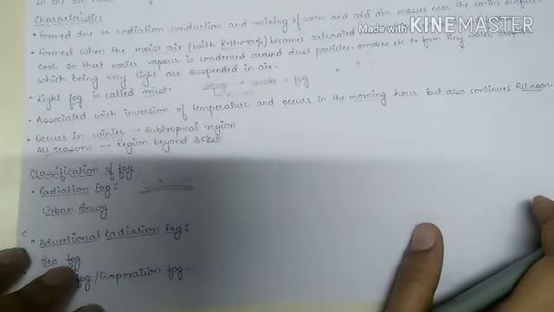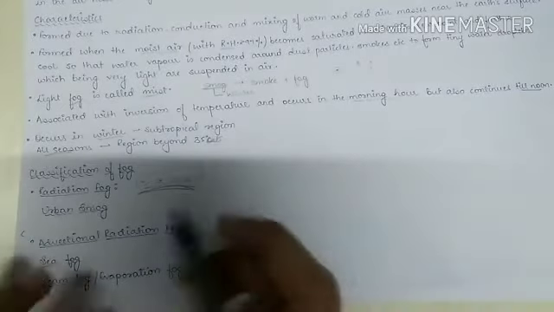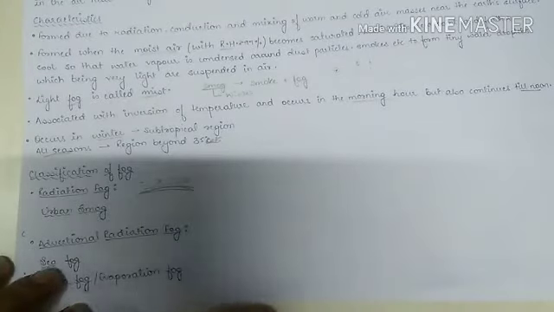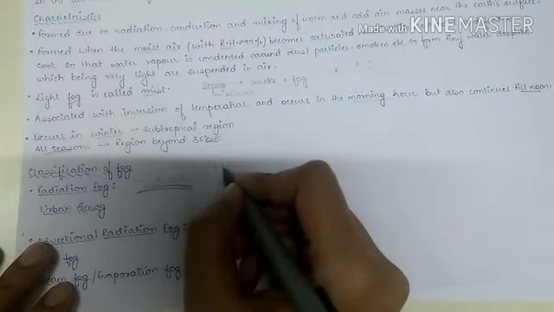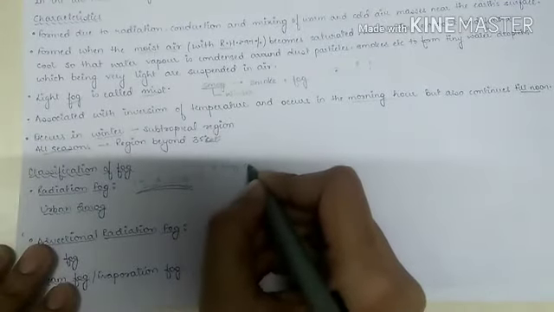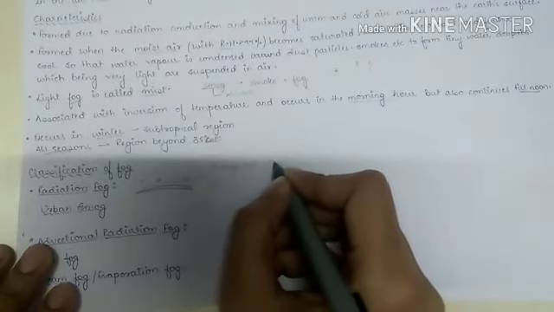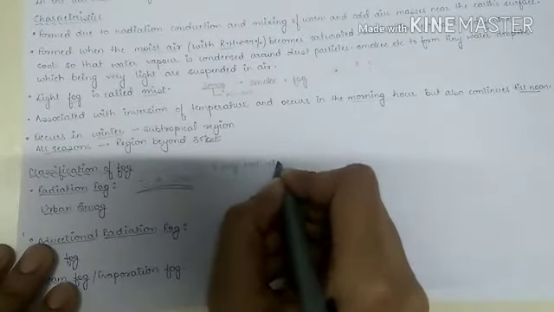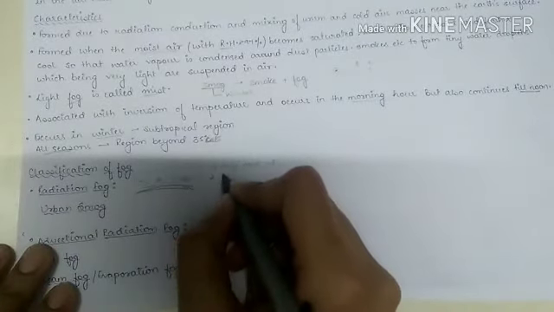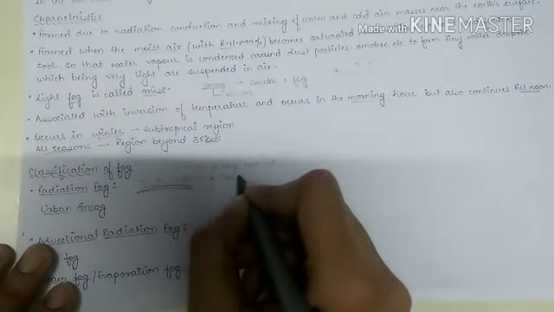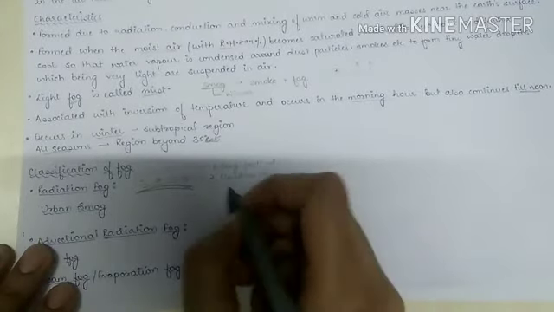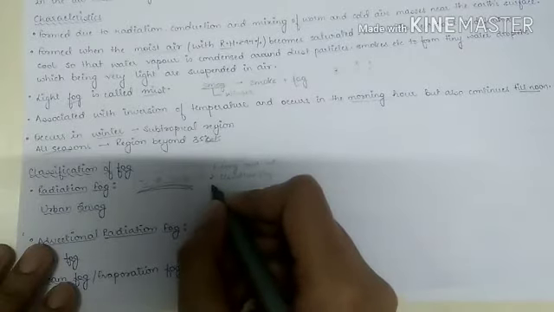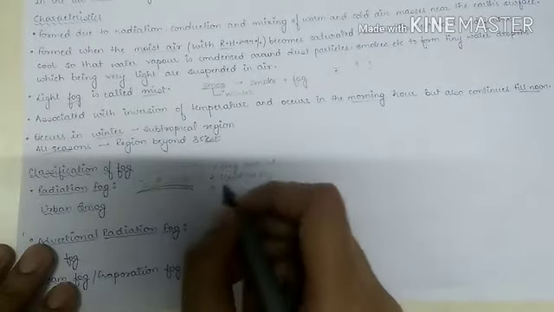But for the formation of fog there are certain conditions required. First is we should have a long and cool winter night. Second is a cloudless sky. Third is a sufficient amount of moisture present in the air.